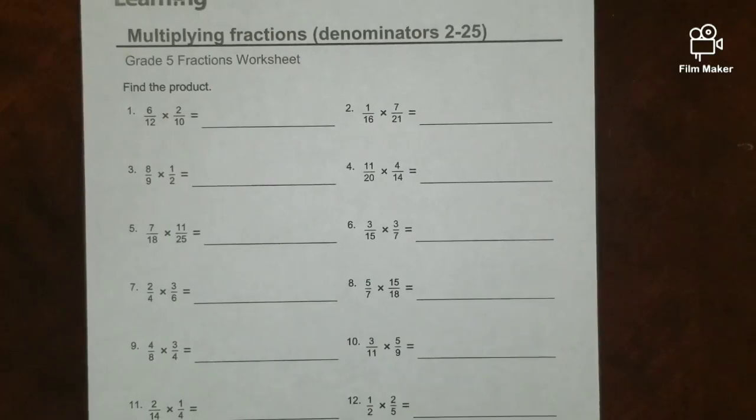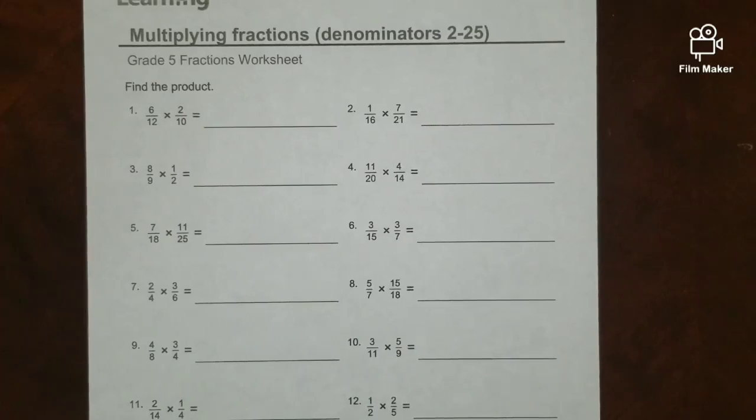Today we're going to be multiplying fractions, but with bigger denominators. Okay, so for the first one, we have 6 over 12 times 2 over 10. So before we even start multiplying, the first thing that we can do is see if we can reduce the fraction to make it smaller and easier to multiply.